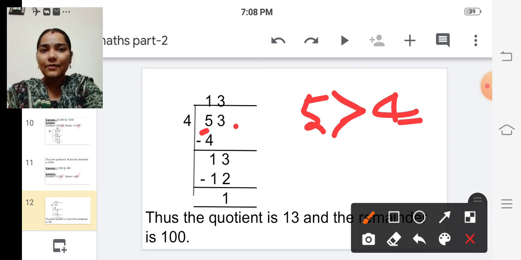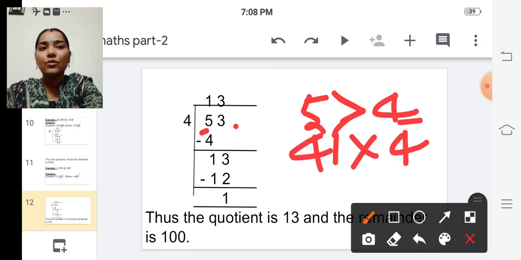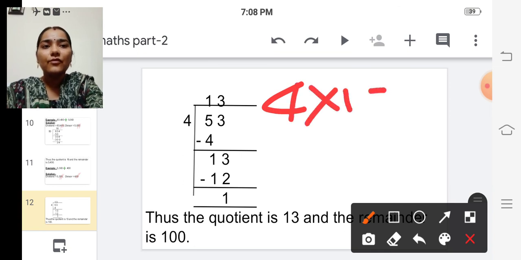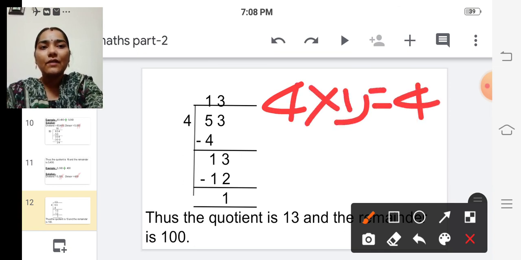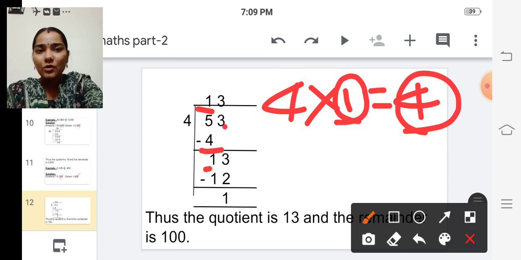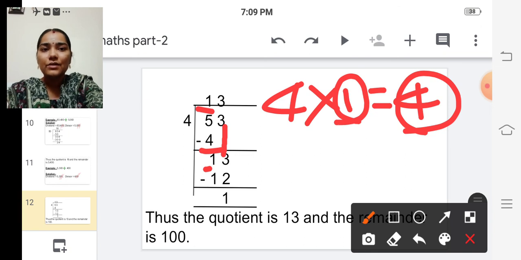Is it clear, children? Yes. So 5. 4 ones are 4. So we have to write this 1 on the top, and we have to write this 4 here, and subtract 4 from 5. 5 minus 4 is 1, and we have to bring down this 3 here. So the number becomes 13.